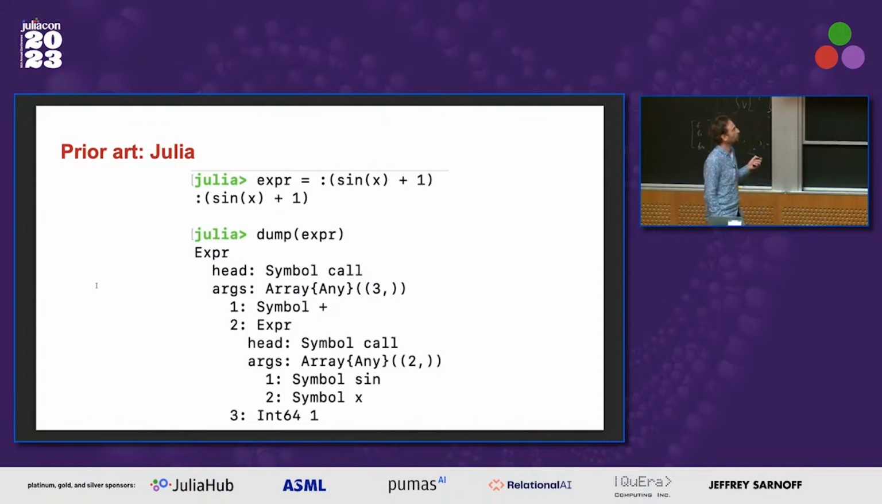And the Julia expression graph has a head, which is a Julia symbol. In this case, it's a call node, but it could be a different type of node. It could be a ref or an and or something like that. And then the arguments to their functions are just a vector of any. So it has a symbol as the head and then a vector of any.